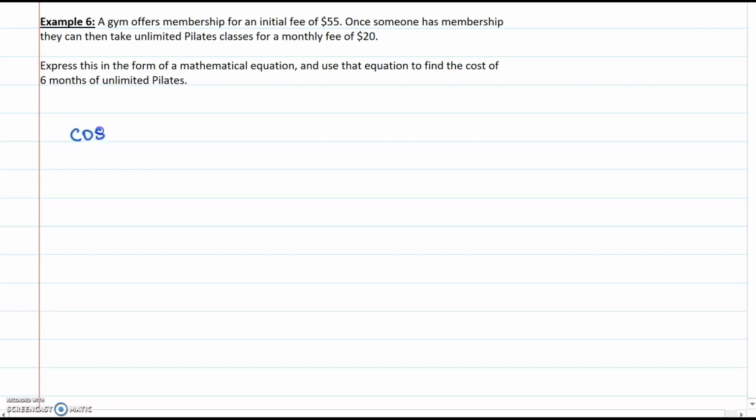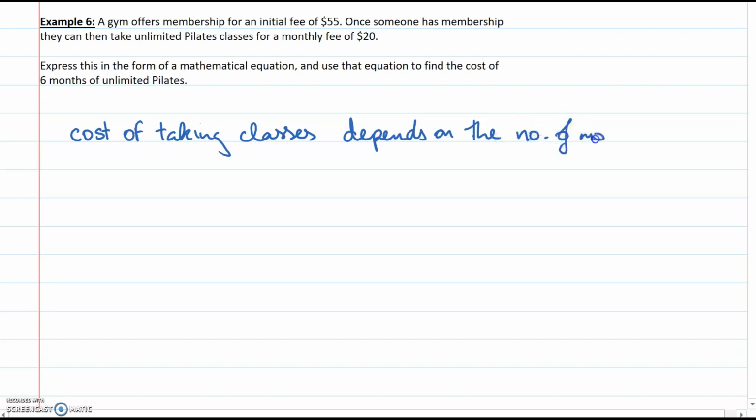It doesn't have to be grammatically correct or anything, but the cost of taking classes depends on the number of months for which you take the classes. Okay, so the cost of taking the classes depends on the number of months. So the cost of taking classes depends on something. That means the cost of taking classes is dependent. Okay, so that's the dependent.